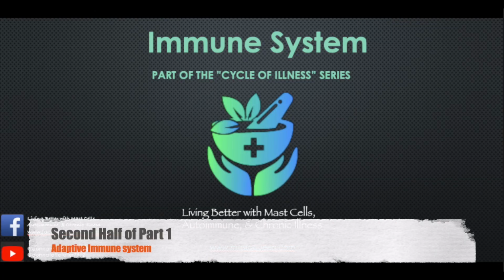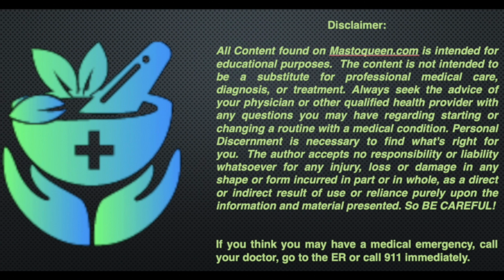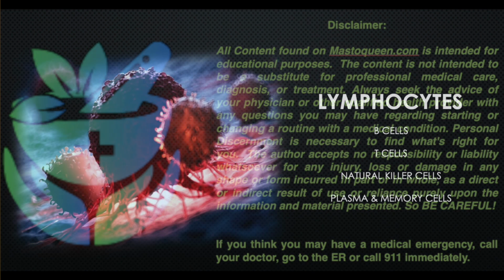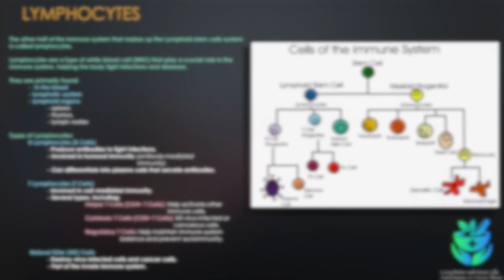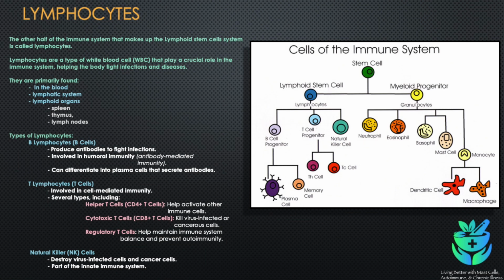This is the second half of the immune system part 1. In the first half of the last video, we talked about the granulocytes, the neutrophils, eosinophils, basophils, mast cells, monocytes, and the dendritic cells and macrophages that can be the bridge between the innate immune system and the adaptive immune system. In this video, the second half, we are continuing on with the lymphocytes, and those are the natural killer cells, the T cells, and the B cells.